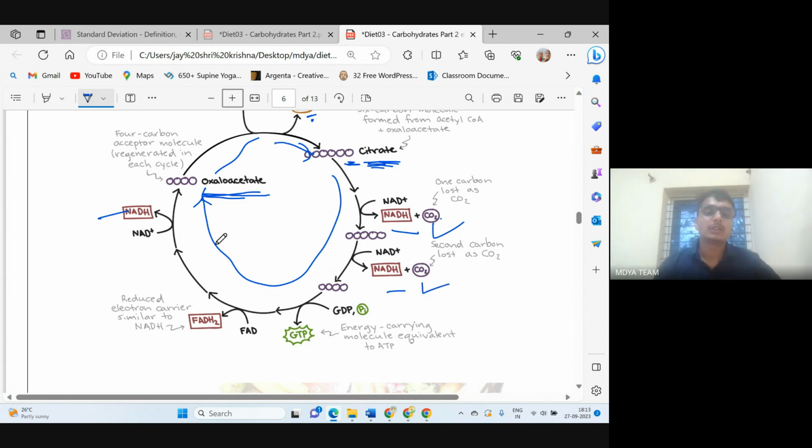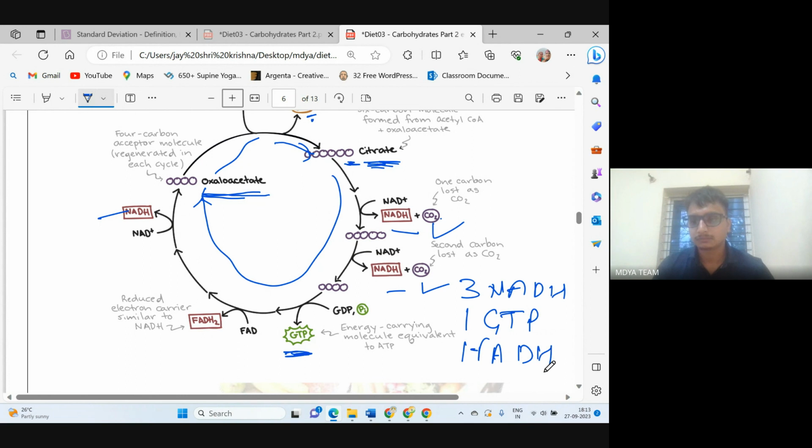So in this whole cycle, what is happening? There is formation of 3 NADH, formation of 1 GTP, and formation of 1 FADH, or we can write it as FADH2. These are the products formed in this whole cycle. So after undergoing various steps, this citrate will be converted into oxaloacetate.